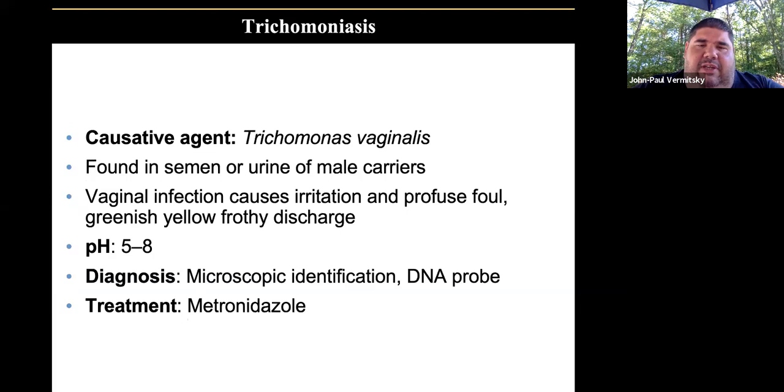Trichomoniasis, this is caused by Trichomonas vaginalis, or T-vag. This is also another parasitic infection of the vaginal tract that can cause irritation and a profuse, foul, greenish-yellow, frothy discharge. pH is elevated here, much like we saw with BV. The same drug is used to treat this, and actually it's found in the semen of male carriers who are the ones that are actually infecting the females. So females that get infected with T-vag actually contract it through a male carrier.